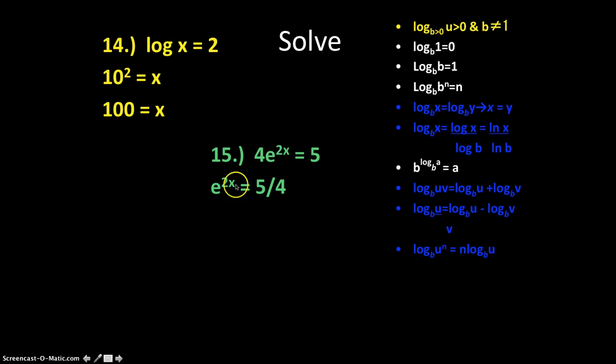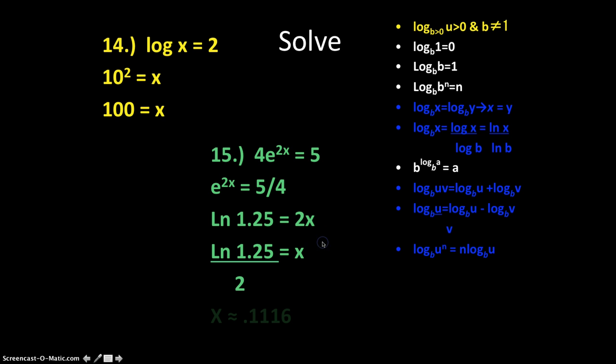This, again, is base e, so I can write this as a logarithm, base e. We're not going to put that down there, but it's there. And 5 over 4 is 1.25 equals the exponent 2x. Divide through by the 2. Put this on the calculator and you get approximately 0.116.